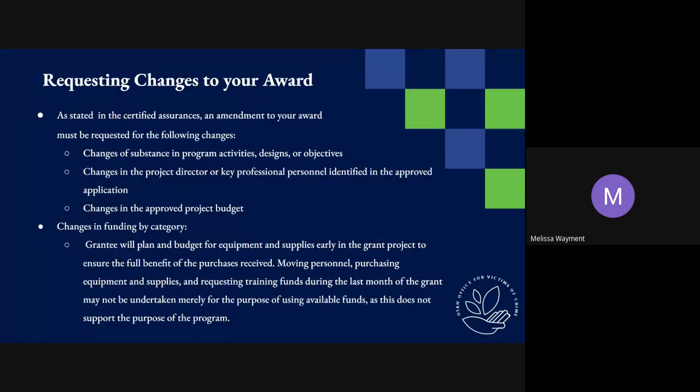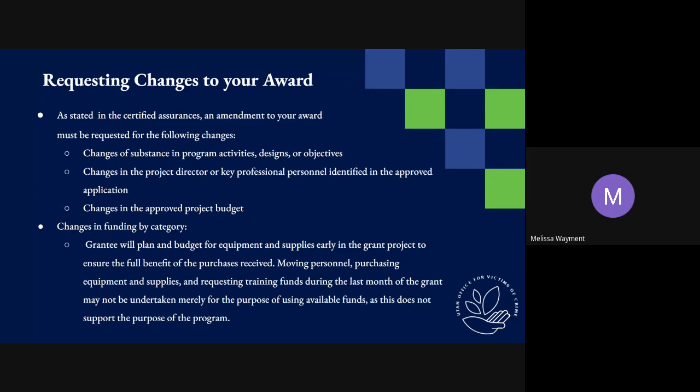Okay, so requesting changes to your award or to submit an amendment. As stated in the certified assurances, an amendment to your award must be requested for these following changes: changes of substance in program activities, design or objectives; changes in the project director or key professional personnel identified in the approved application, so your point of contact; or changes in the approved project budget.